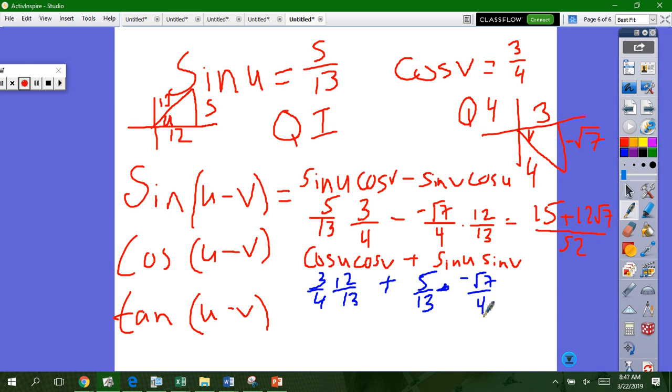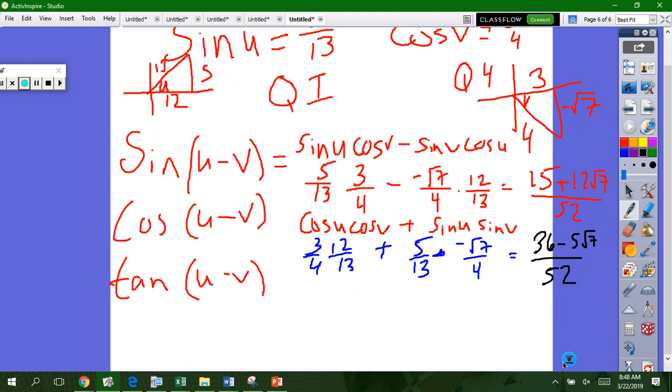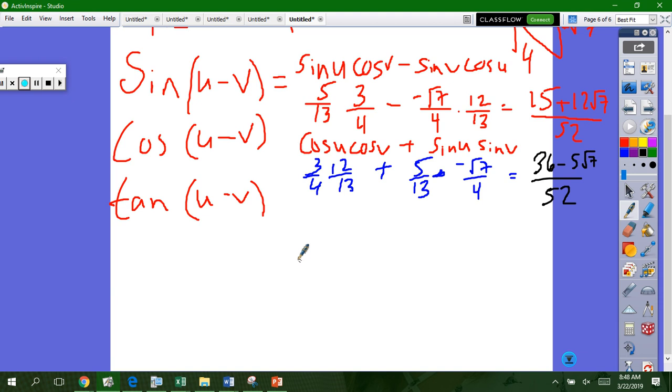Everybody there? We on it like bluebonnet. Okay, so what does that get us this time? 36 minus 5 root 7 over 52. Okay, was that too hard? We could do that, right? Okay, now I know that tangent is sine over cosine.